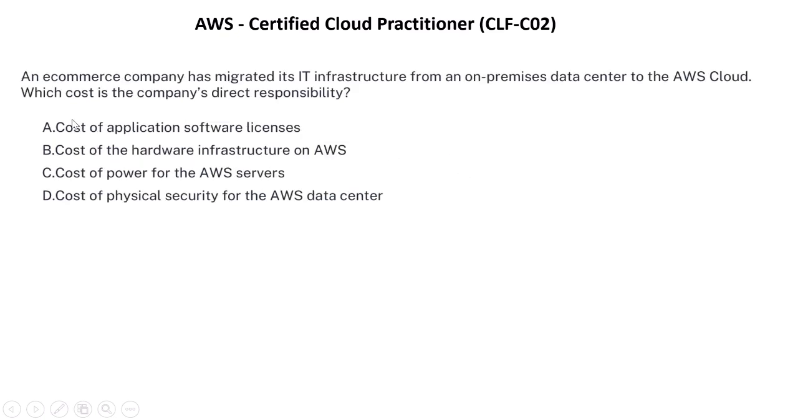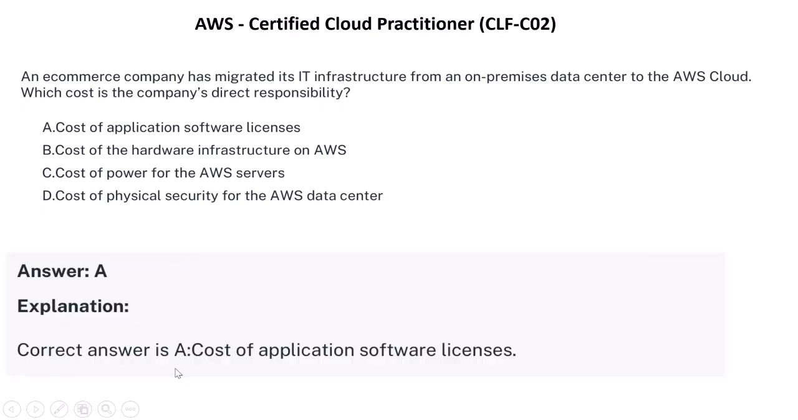Next one. An e-commerce company has migrated its IT infrastructure from an on-premises data center to the AWS cloud. Which cost is the company's direct responsibility? Option A, cost of application software licenses. Option B, cost of the hardware infrastructure on AWS. Option C, cost of power for the AWS servers. Option D, cost of physical security for the AWS data center. The right option is option A, cost of application software licenses.